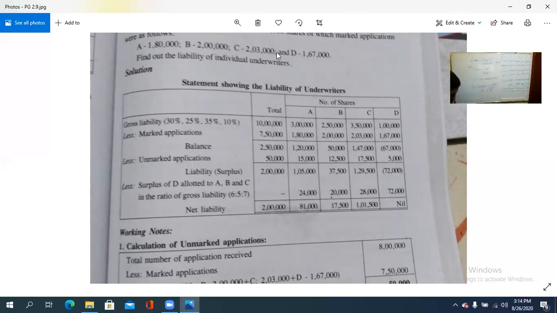So this is the case where we take the gross liability, then the marked application is to be deducted, and after that the unmarked application also to be deducted, and if there is any surplus coming, that is to be apportioned among the other underwriters. Thereby they are having zero and the net liability will be in this way. So this is the net liability. Then we will do one more problem.